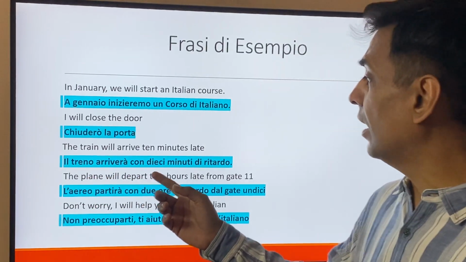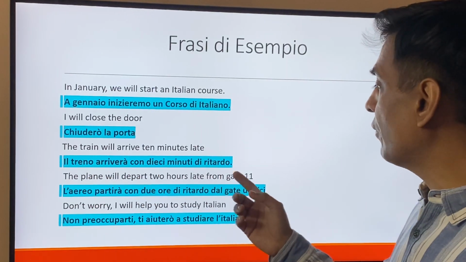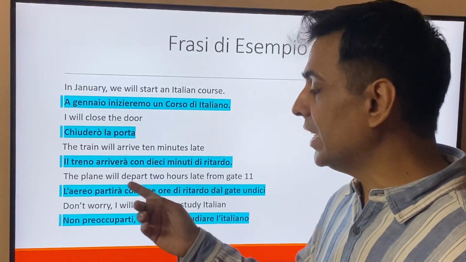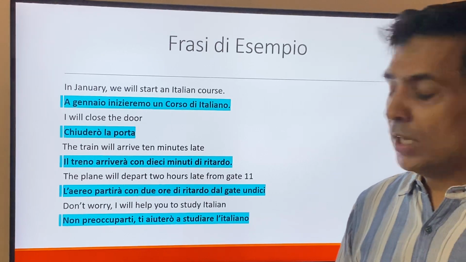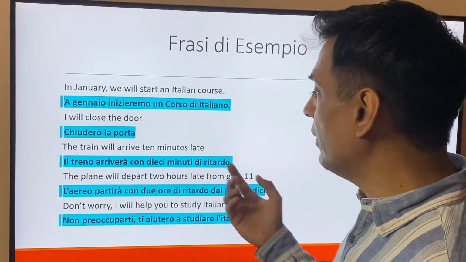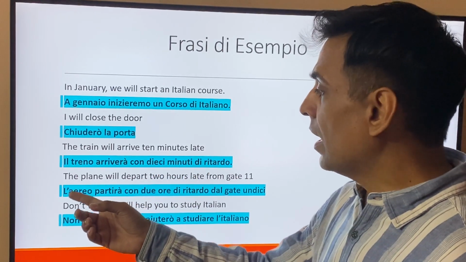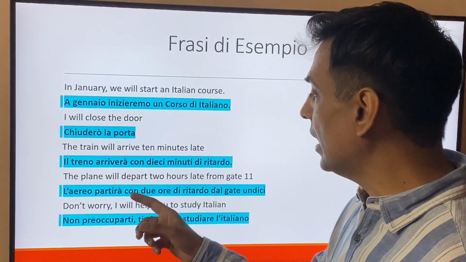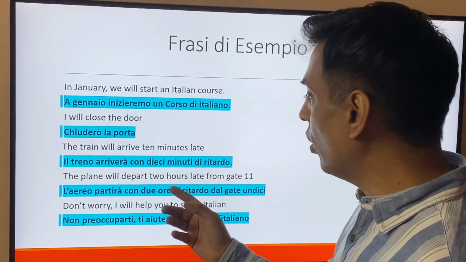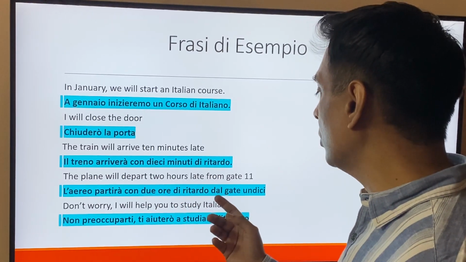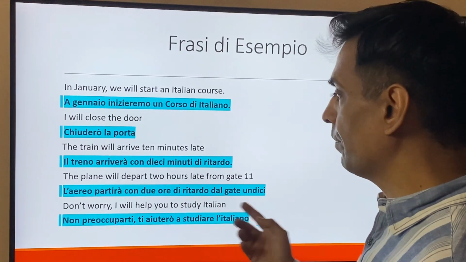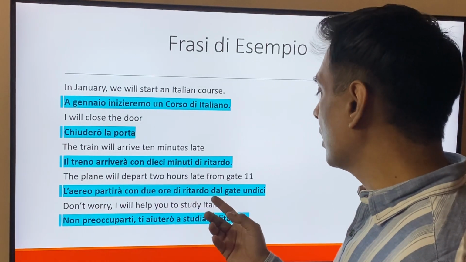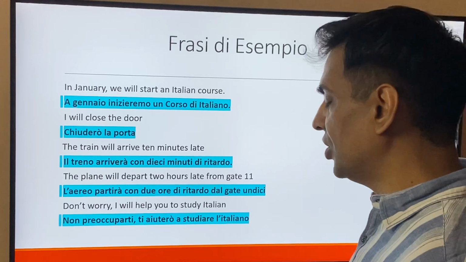The plane will depart 2 hours late from gate 11. Now depart means leave. This is partire, so under the ire group. So how will we change it to Italian? L'aereo partirà. Again, because it's the ire group. So partirà con 2 ore. 2 ore means 2 hours. Di ritardo dal gate 11. L'aereo partirà con 2 ore di ritardo dal gate 11.